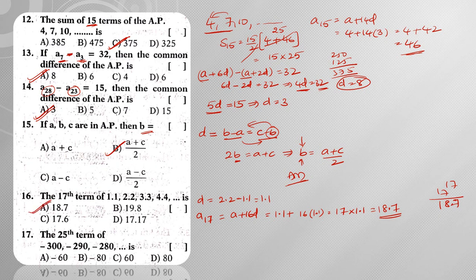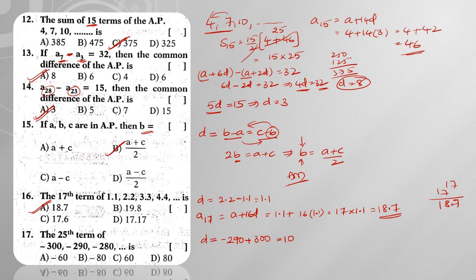Next, the 25th term of this particular arithmetic progression. Right. So what is the common difference here? Common difference is nothing but second term, minus 290, minus the first term. So minus of the first term, which is minus 300, I can write as plus 300. So 300 minus 290 is nothing but 10. So the common difference is 10.